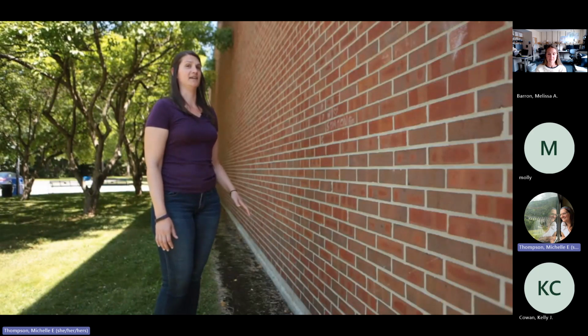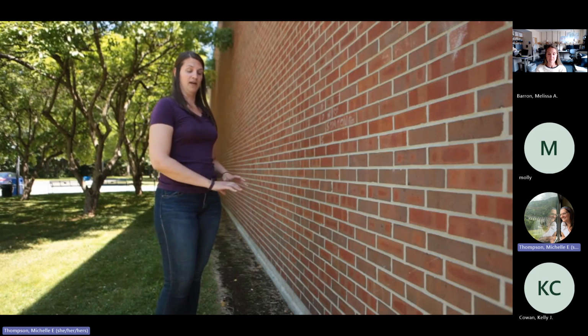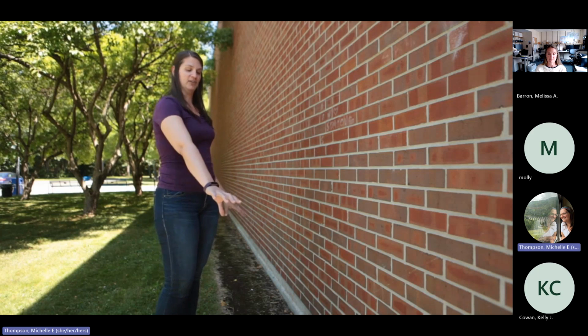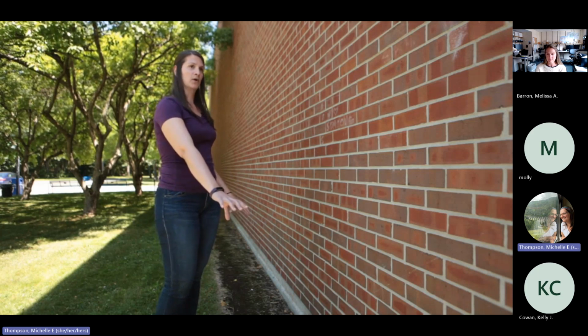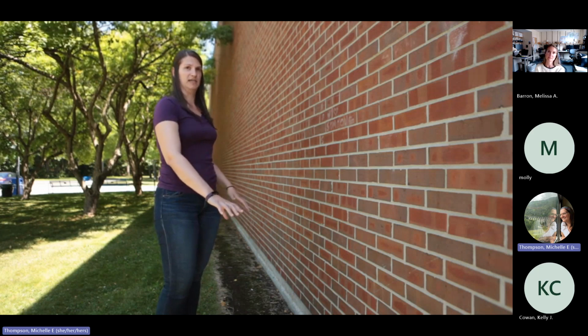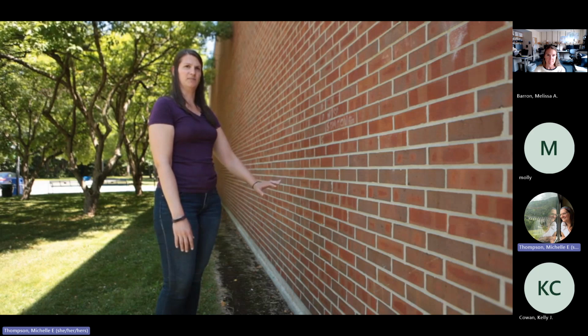So pests need food, shelter, and water. And one great way to eliminate their shelter is by having a strip like this or some sort of gravel strip along your school building. And that prevents vegetation from growing up against the building and being a place where pests can hide and shelter.